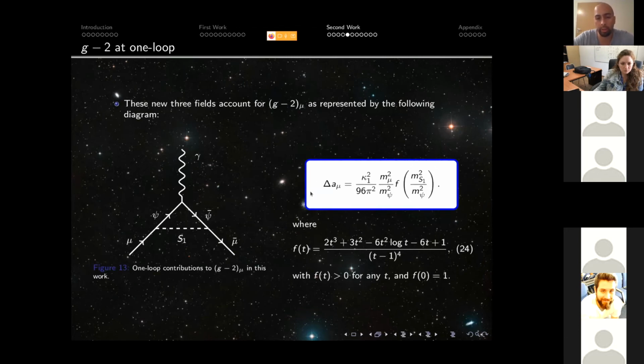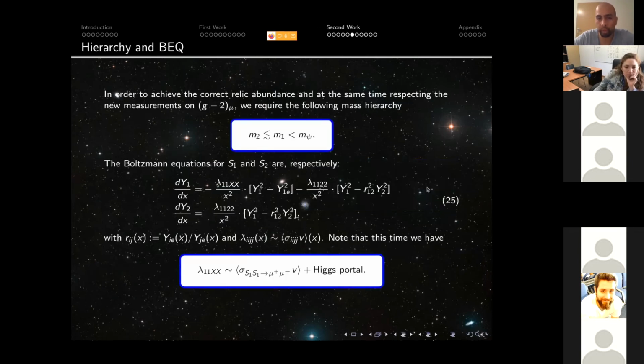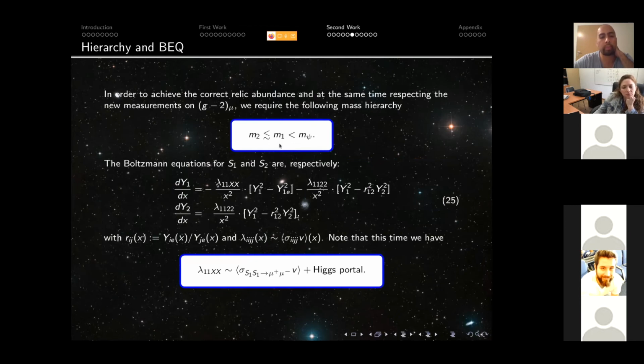The expression for the deviation at the one loop level is very simple, and it now depends on three new parameters: the Yukawa-like coupling kappa 1, the mass of the fermion, and the mass of the scalar S1. So basically, we did the same as before. We said that the mass hierarchy must be this one. The first inequality is the same as before, in order to have most of the dark matter coming from the second scalar. But we said that the mass of the fermion must be above M1.